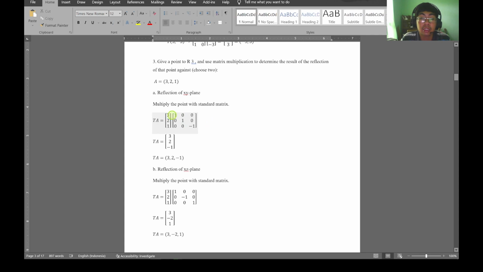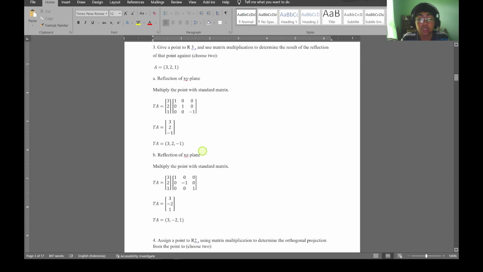First, 3 times 1 0 0 we get 3, then 2 times 0 1 0 we get 2, and 1 times 0 0 minus 1 we get minus 1. So we get matrix 3, 2 and minus 1. So we get this answer.